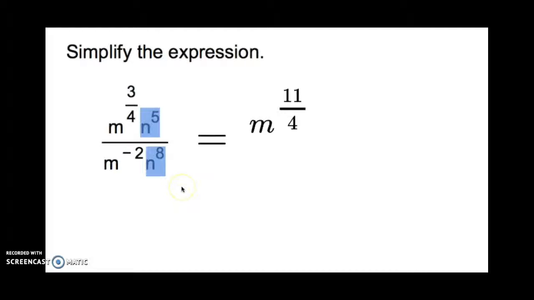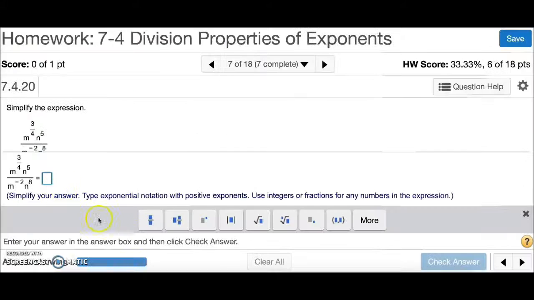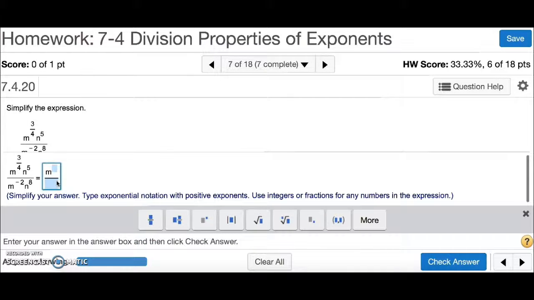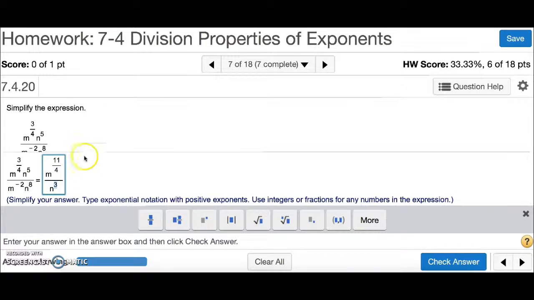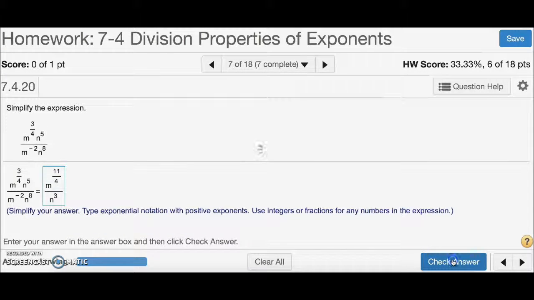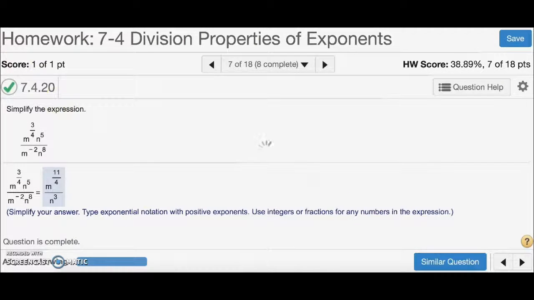And so what we do from there is we look at where the larger exponent is. It's at the bottom, so that n to the 3 goes at the bottom. So that gives me as an answer m to the 11/4 over n to the +3. Putting that in, I'll have m to the 11/4 over n to the +3. And that is number 7.